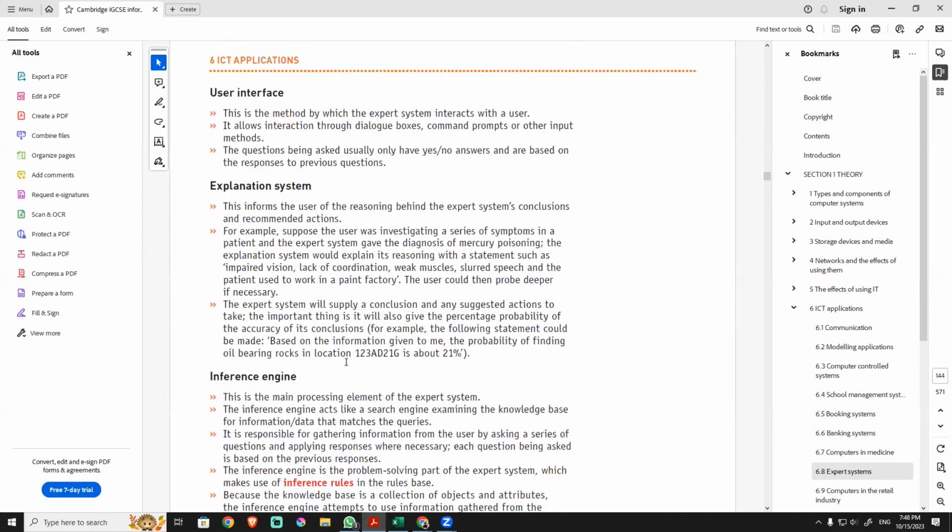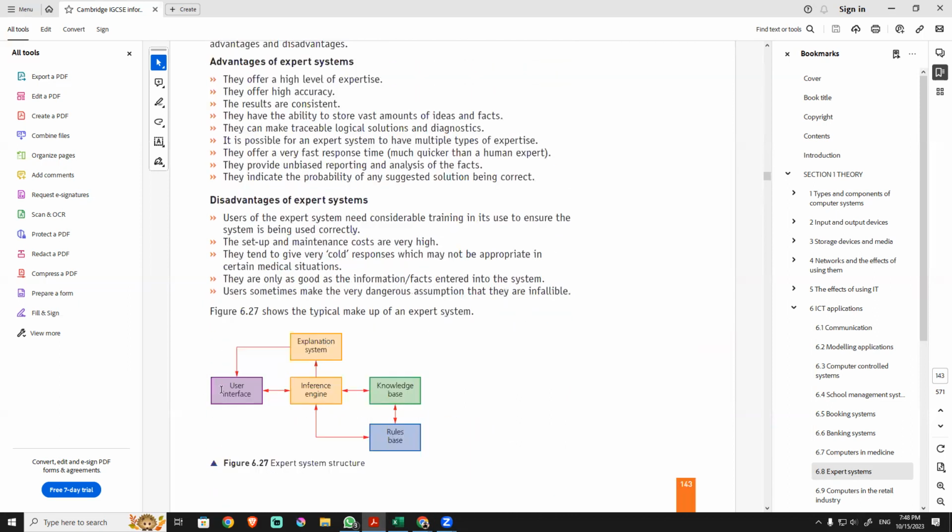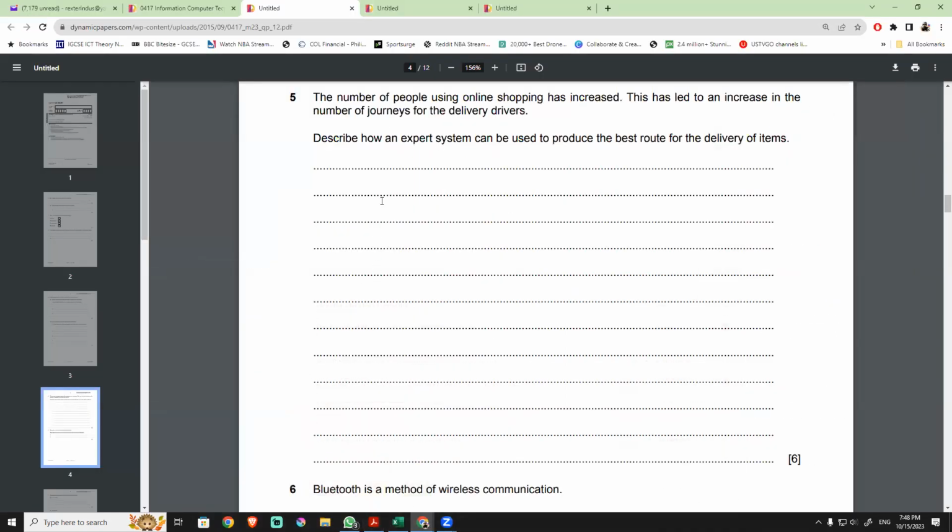This one here: user interface, inference engine, knowledge base, rules base, and explanation system. Should I explain each of them? I know them generally. Okay, good, that's a good thing. Now let's go back to the question. How would you describe the expert system that can produce the best route for the delivery of the items?